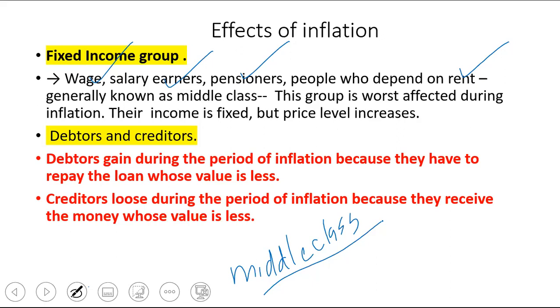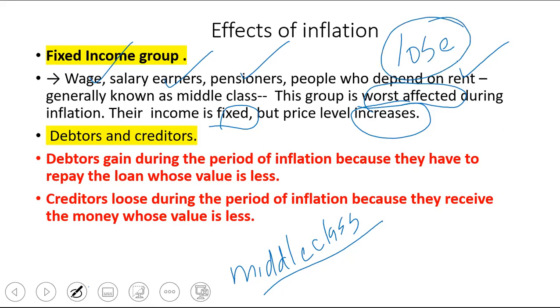So middle class लोगों को, what is middle class लोगों के लिए, what is happening? Fixed income group, they will suffer. देखो, this group is worse affected during the inflation. Their income is fixed, but the prices are increasing. I can give you 100 examples. Either examination point of view, the question is fixed income group dash during inflation. So you will have to write fixed income group worst affected or fixed income group lose during inflation. What is the reason, children?